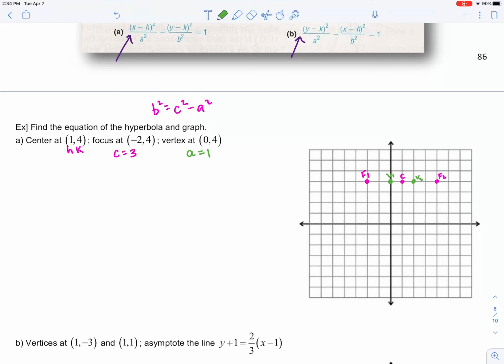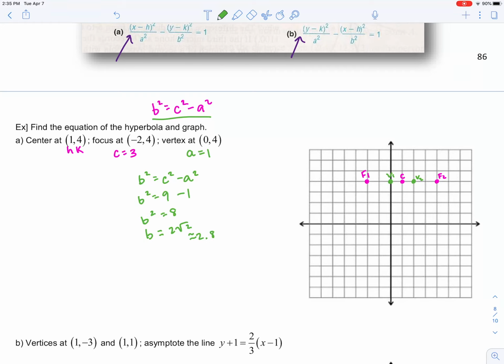The point of finding the b value is so you can draw in that rectangle to help you fill in your asymptotes. Okay, so let's go ahead and use this relationship here. B squared equals c squared minus a squared. I also do need the b value to fill in my equation. So b squared equals 9 minus 1. So b squared equals 8. So b equals the square root of 8, which is 2 square root 2, which is about 2.8, and I'm noting the approximation for the graph.